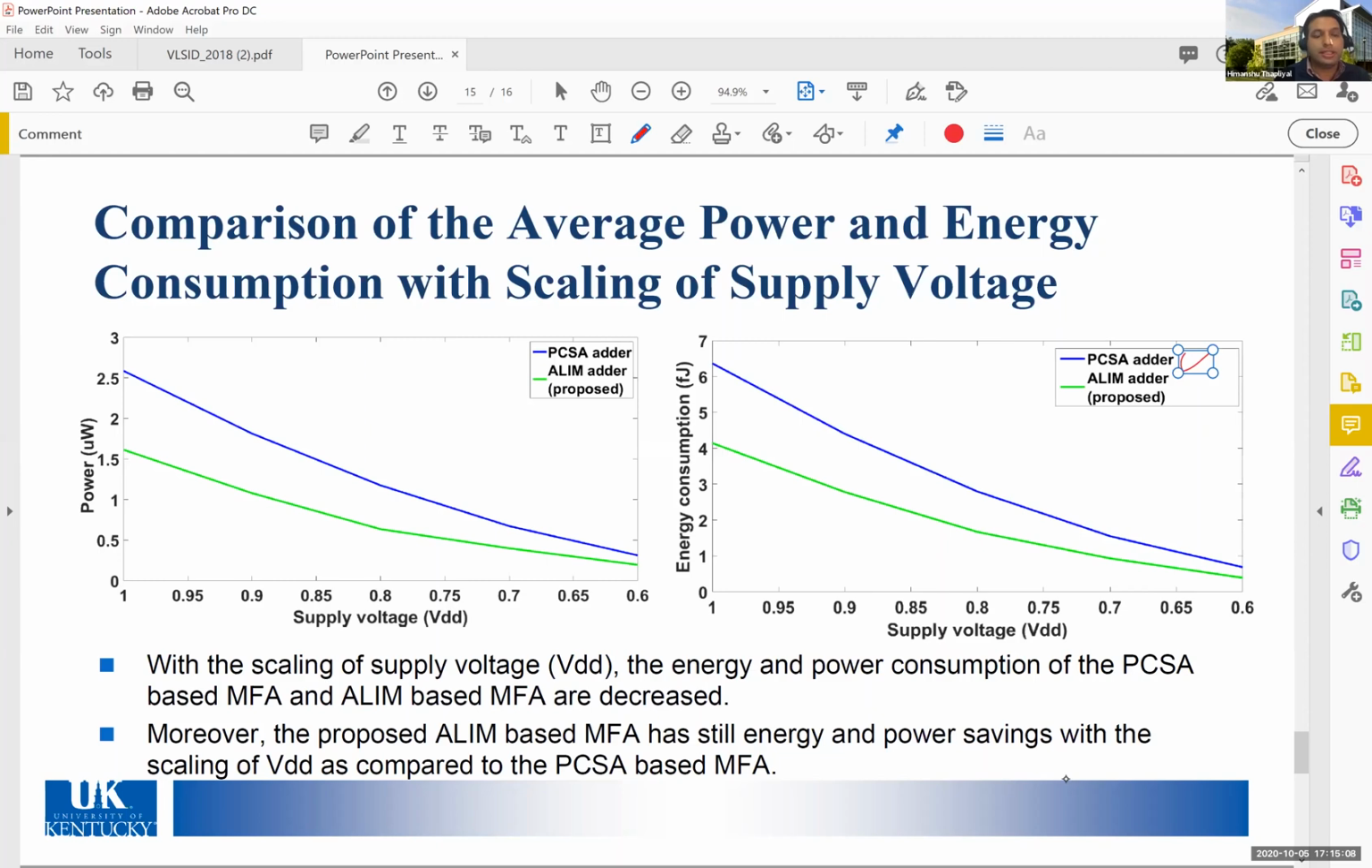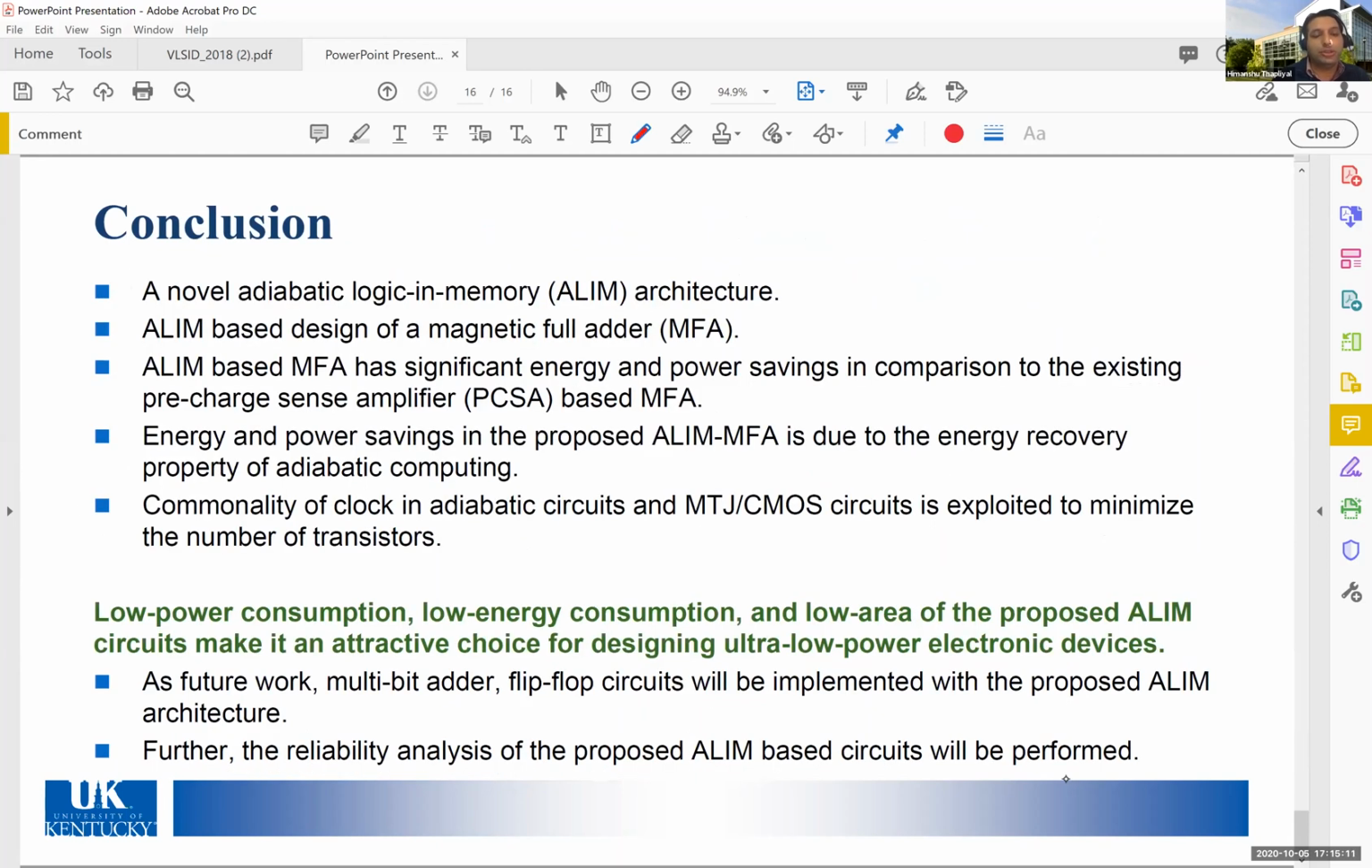Now, in summary, what we can understand is that we propose a novel adiabatic logic in memory architecture. The architecture can be generalized for any logic circuit design. However, in this case, we have shown the illustrative example of XOR and a magnetic full adder. We have illustrated that this ALIM-based architecture has significant energy and power saving compared to the existing pre-charge sense amplifier based magnetic full adder.